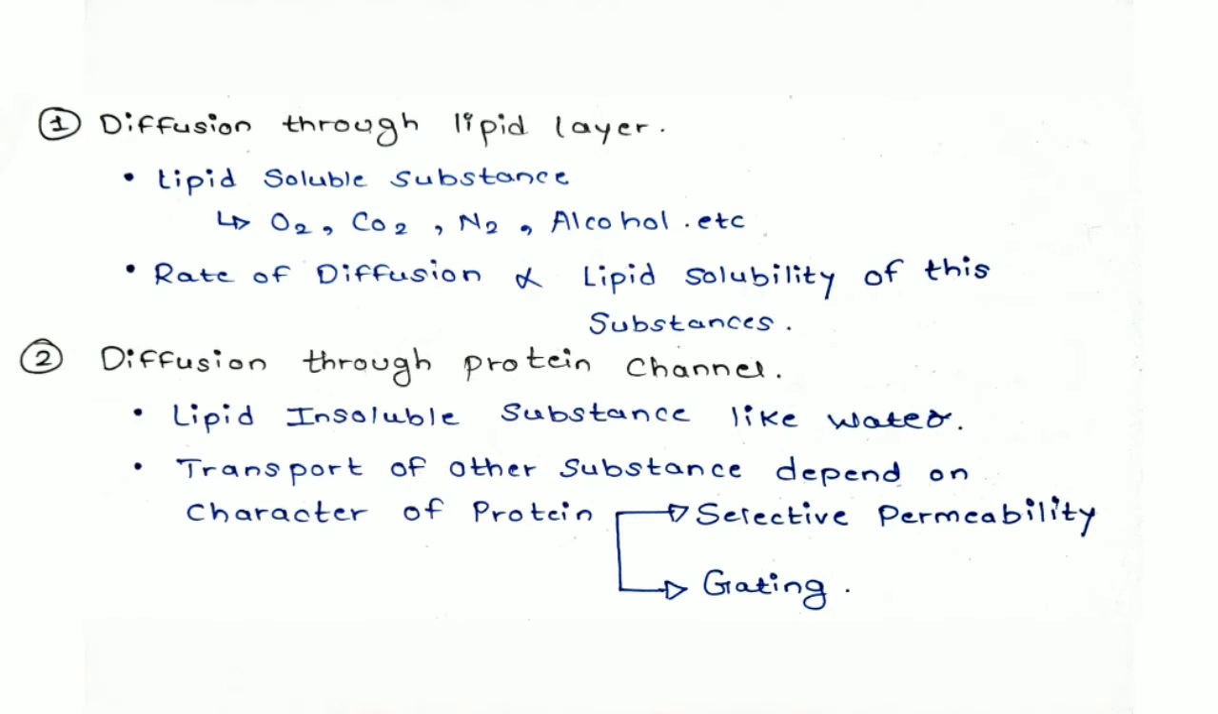The rate of diffusion of such substance is directly proportional to the lipid solubility. Diffusion through protein channel: substances which are lipid insoluble usually take this path. So substances such as water can easily pass through this protein channel, and transport of other substances depends on the character of protein. I have discussed this in the part 1 video for the transport of cell membrane.